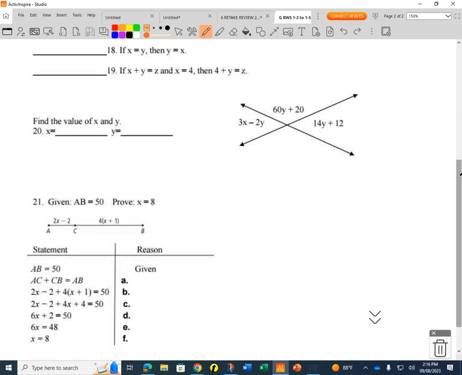Number 20, there's two lines intersecting. They're creating two vertical pairs. This is a pair of vertical angles. This is one pair of vertical angles. This is another pair of vertical angles. So I know these are congruent and these are congruent. So I need to find the value of x and y.